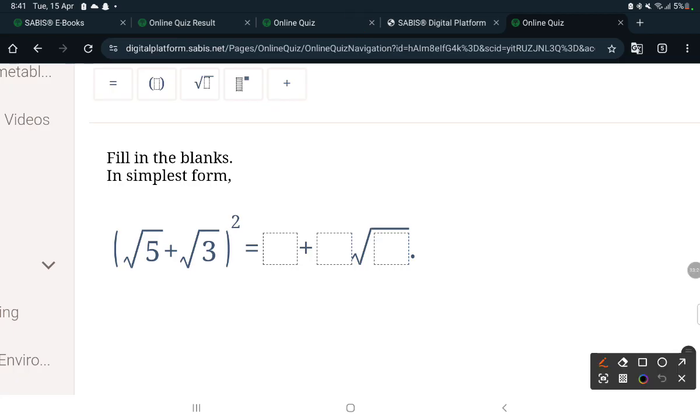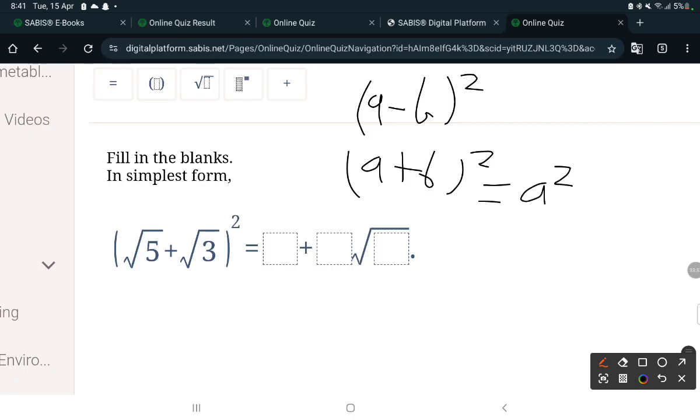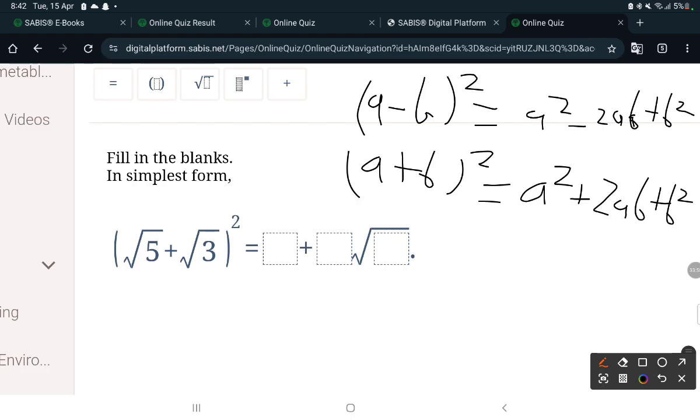Okay. So, as I said, when you have a plus b, you're gonna have the rule a squared plus 2ab plus b squared. And for a minus b, it's gonna be a squared minus 2ab plus b squared. Okay, so here, in this case, we have a plus b. So we do a squared plus 2ab plus b squared. A squared, a is radical 5. We square it, it's gonna be 5.